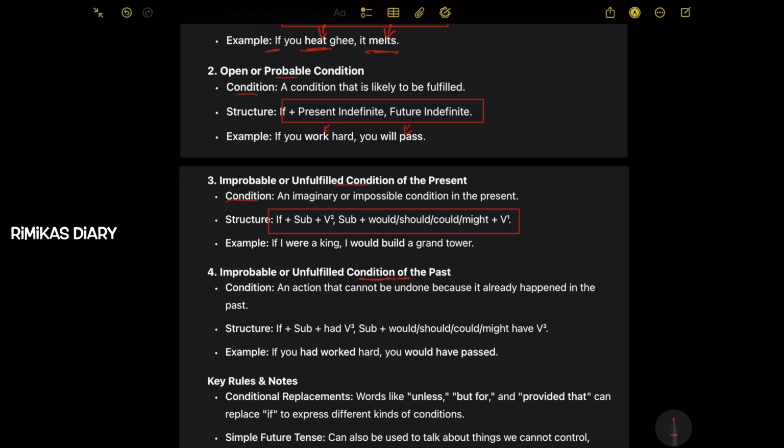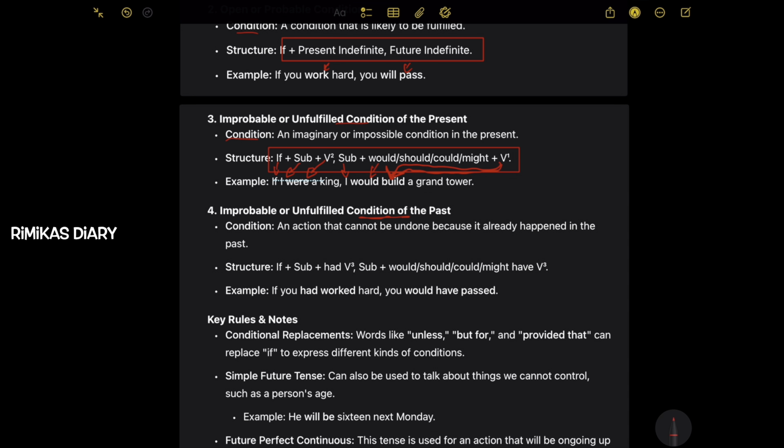So there's if. Subject is I. Verb 2 is were. Subject is I. And then there's would. And then verb 1 in here is build. So this is verb 1.